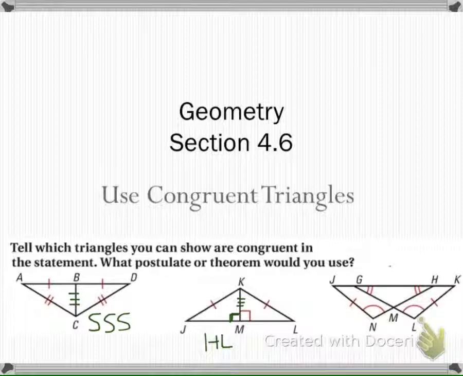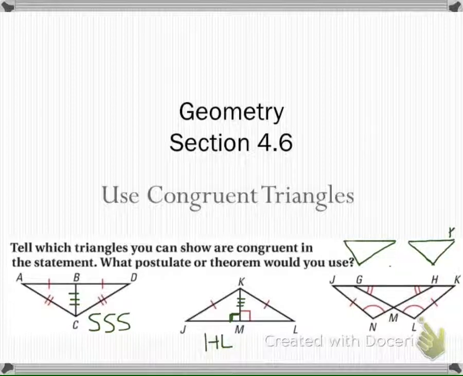Our last one here, I have 2 triangles that are overlapping. Anytime I see that, I want to draw the 2 triangles separately. So if I pull them apart, I have KLG, HJN. I didn't copy over point M because point M isn't really a vertex or an angle in any of those triangles, so that one really doesn't help me.